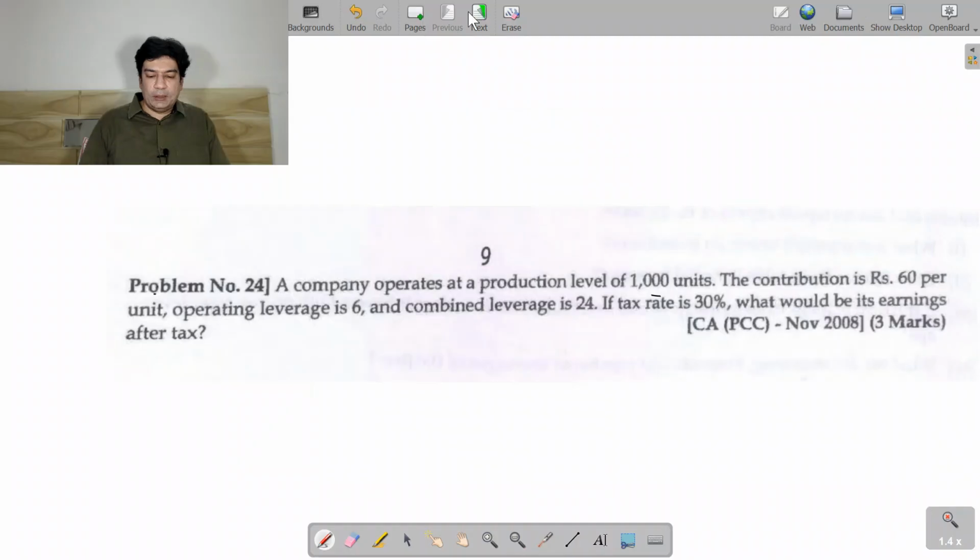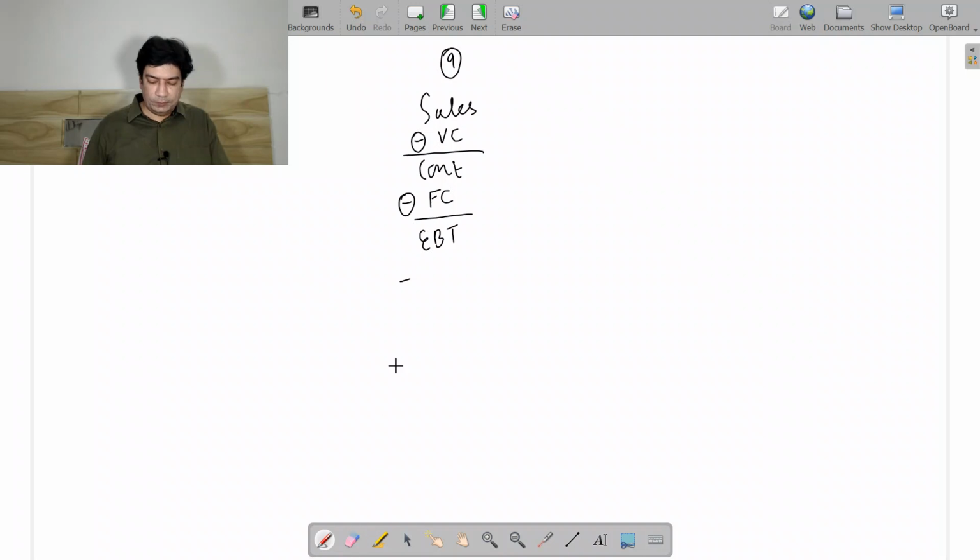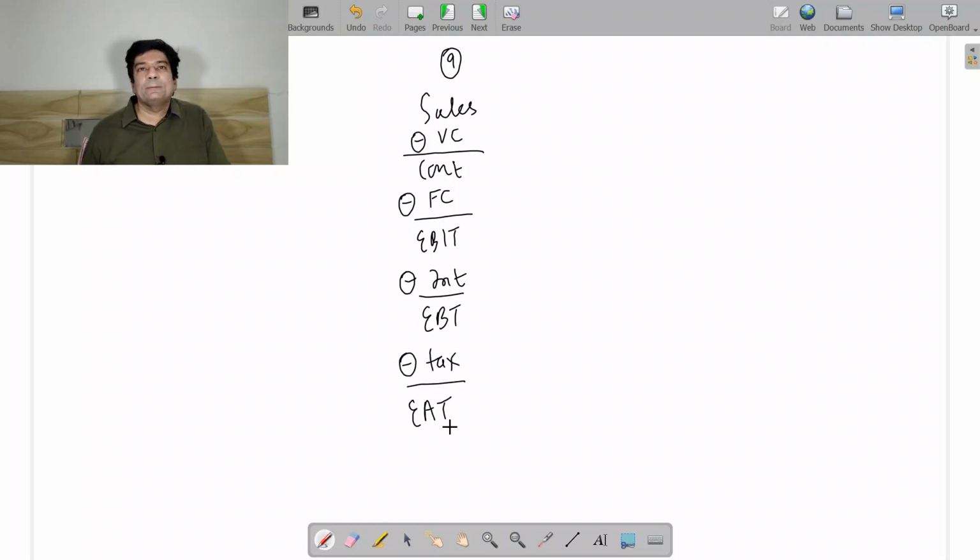So let's start with it. First, let me write the format. So we have sales minus variable cost will give me contribution, minus fixed cost will give me earning before interest and tax. From this I will subtract interest, I'll get earning before tax, then we will subtract tax, finally we will get earning after tax. So the entire format I have written it out.